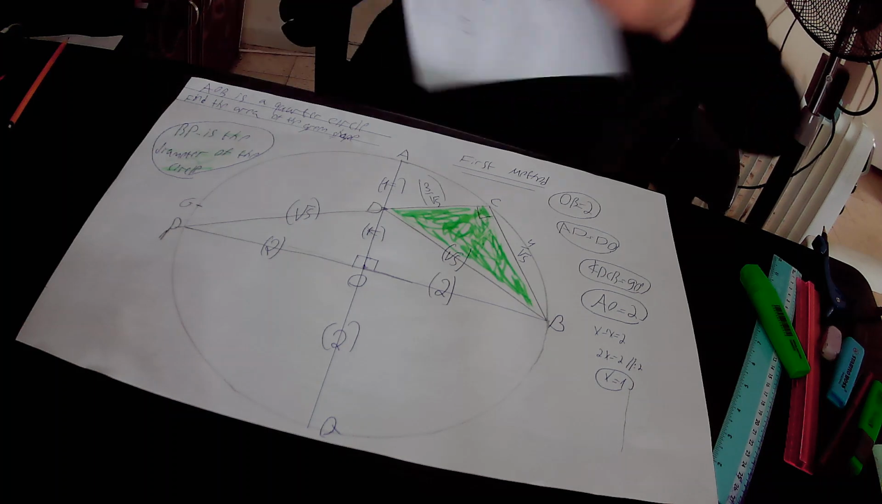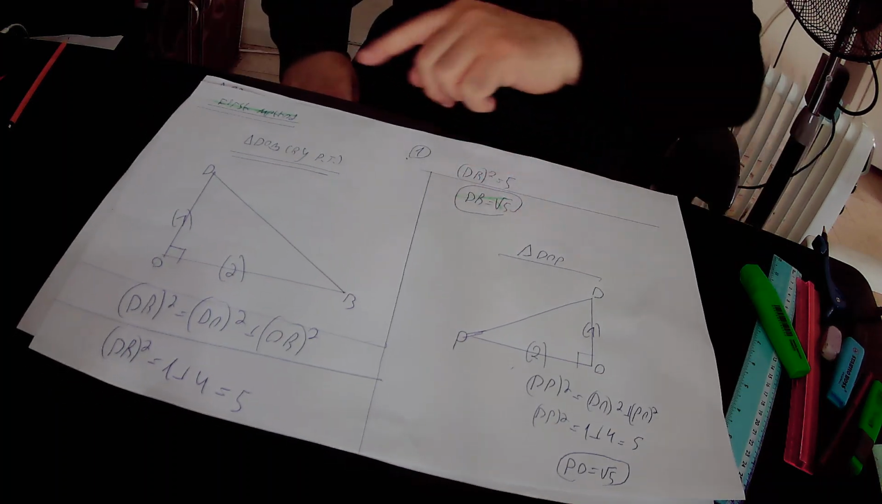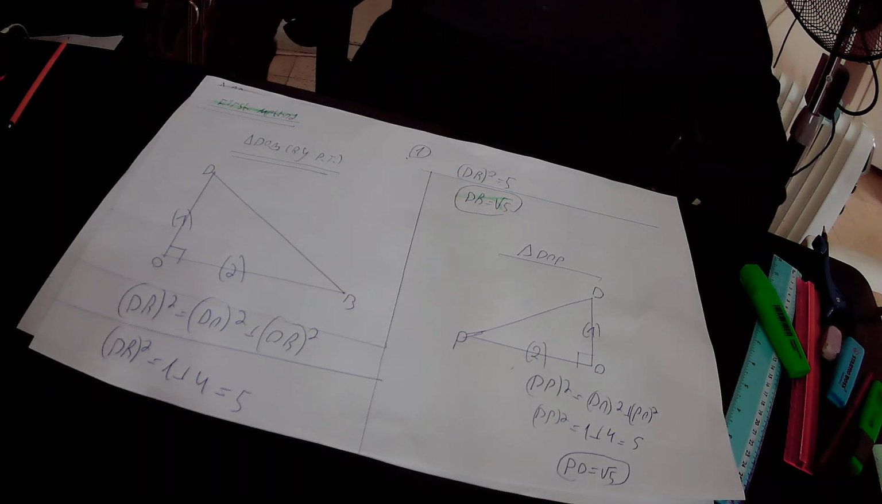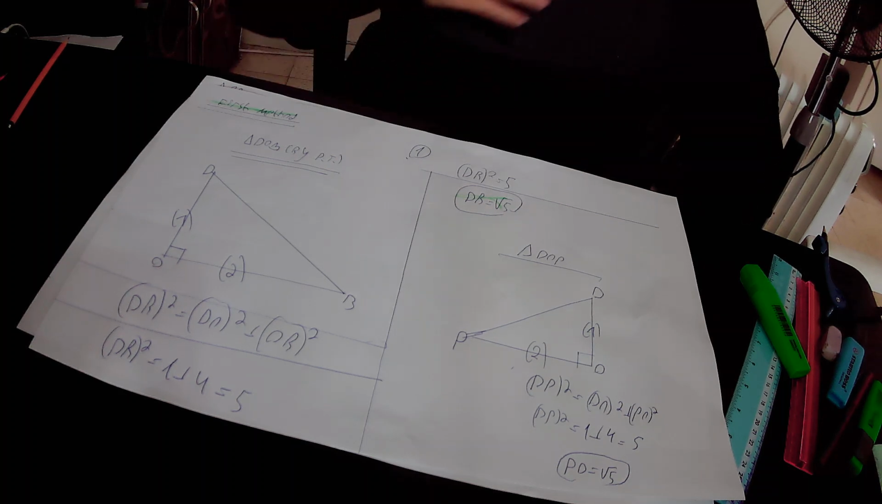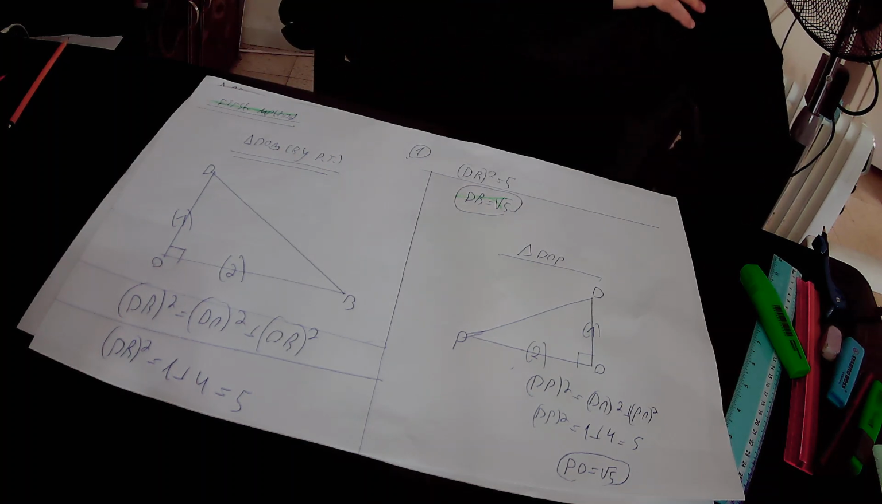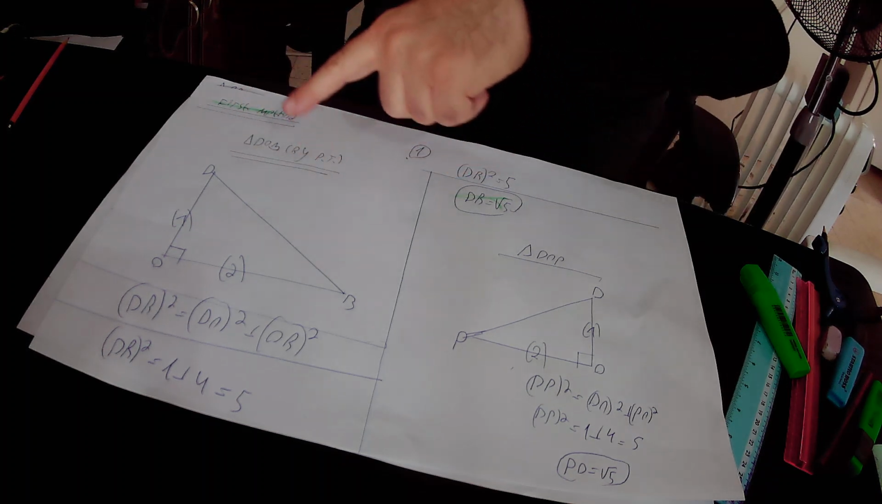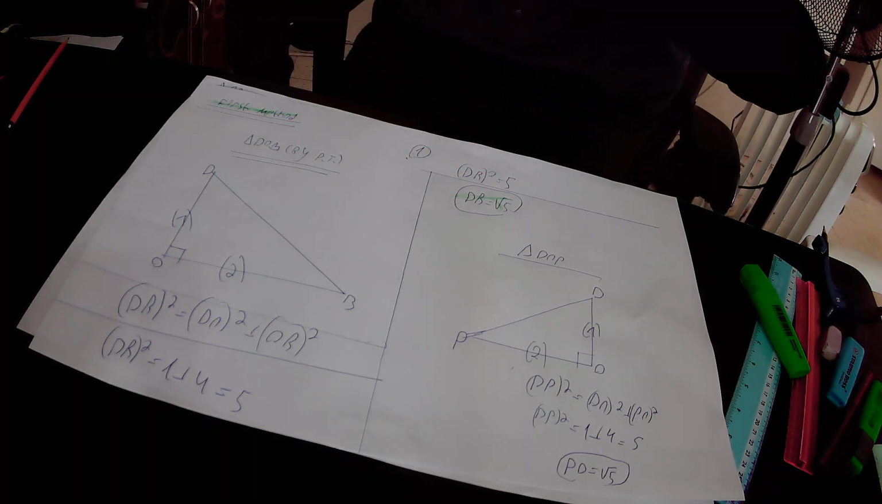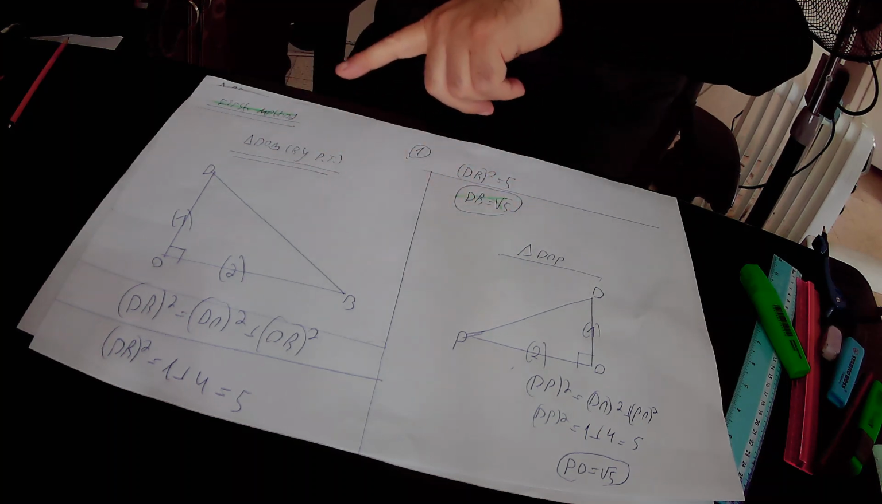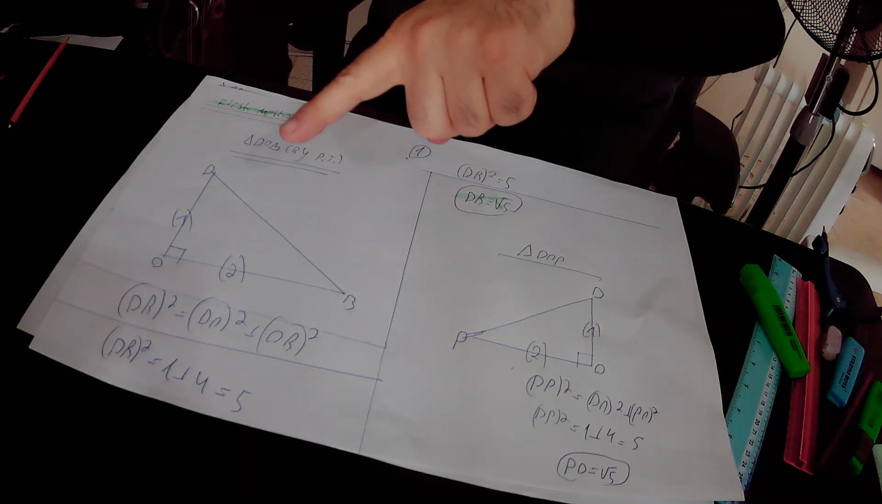This is the right triangle, triangle DOB, that I copied from the original drawing. According to the Pythagoras theorem, in any right triangle, the square of the hypotenuse equals the sum of the squares of the perpendiculars. The hypotenuse in this right triangle DOB is DB, therefore the square of the hypotenuse is DB square, and it must be equal to DO square plus OB square.